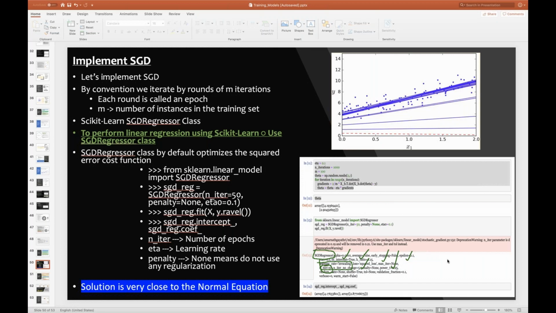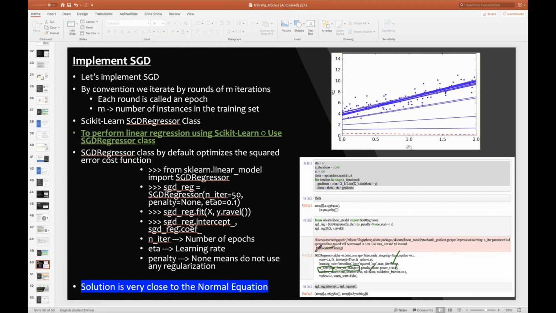Let me erase all the drawings and show you again. Maximum iterations is equal to none. Number of iterations is equal to 50. And n iter no change, I'm not sure about this, I'll have to find what it is. Penalty equal to none. Power t equal to 0.5. Random state equal to none.